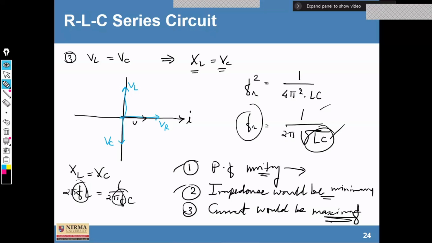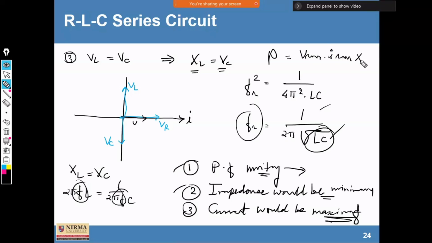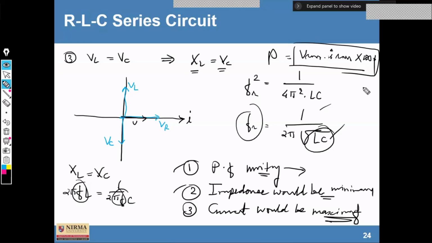Here, if you derive the equation of power in the three different conditions, you will get the same form. P is equal to V RMS into I RMS into cos phi, because this is the real part and the imaginary part we ignore, as in the previous conditions. Similarly, we can ignore it here also.